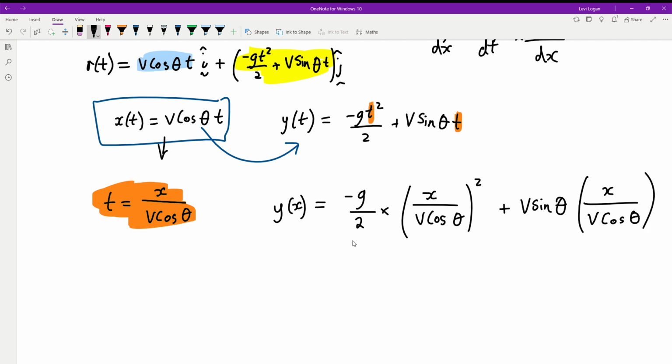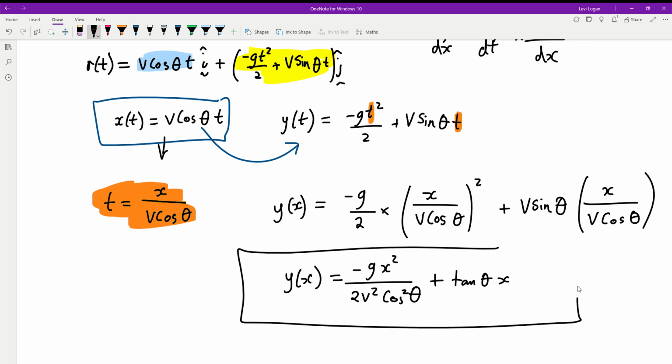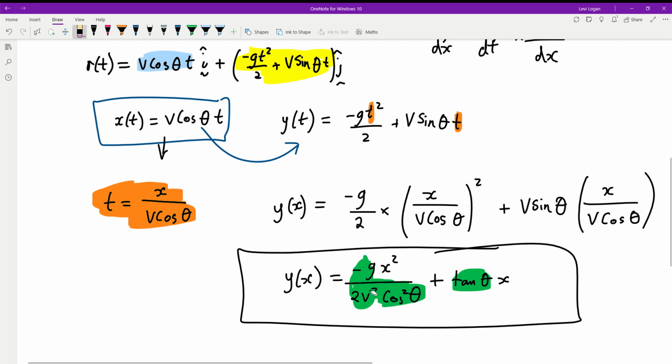Okay, now we can do some simplifying, distribute that squared, so you get y of x equals negative g x squared on 2v squared cos squared theta plus sine on cos is tan theta, and the v's cancel out, so all you get is tan theta x. Now this looks fairly complicated, but you need to remember that v and theta are constant, so it's literally just a parabola, because all of this in front of the x squared is a number, and this is just a number. So literally it's a number x squared plus a number x.